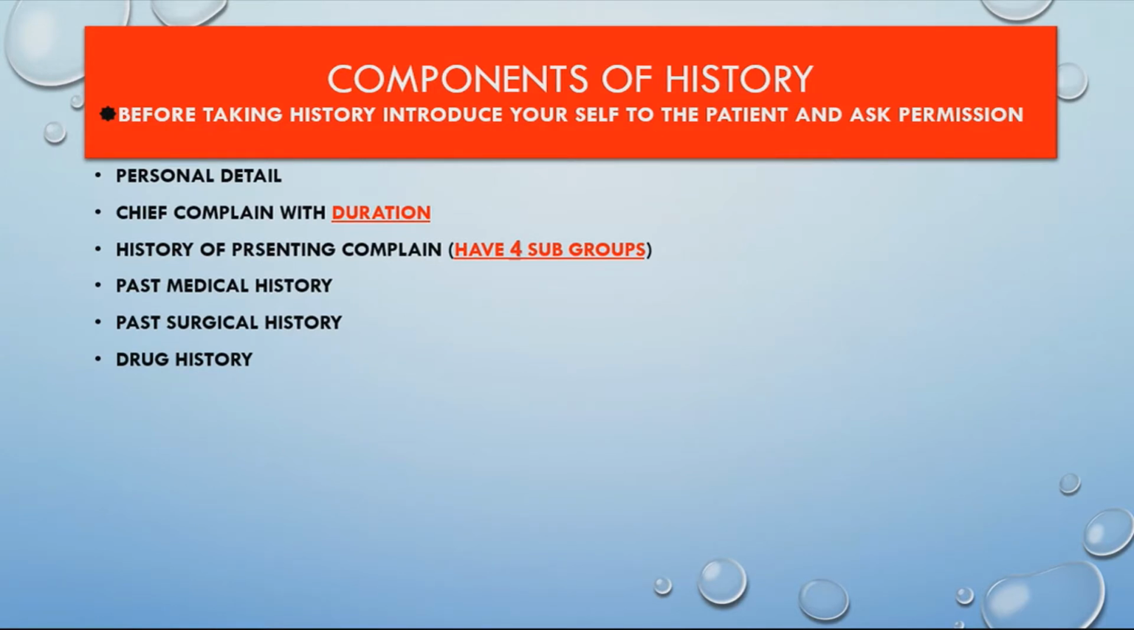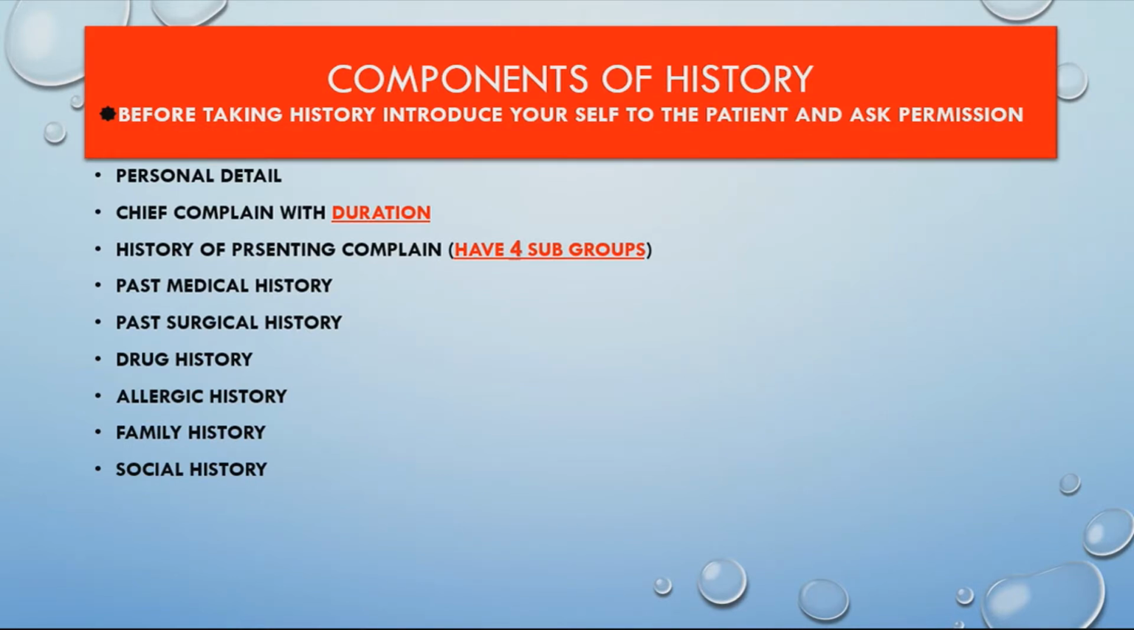The sixth one is drug history. The seventh one is allergic history. The eighth one is family history. And the ninth one is social history. This is also an important part of the history because it shows how we are going to manage a patient.